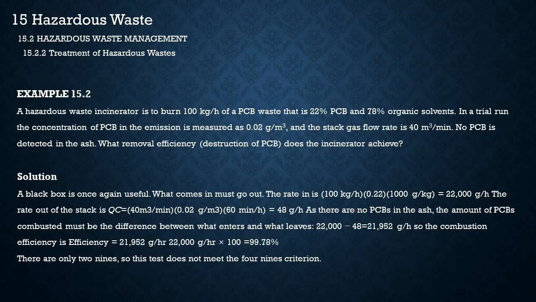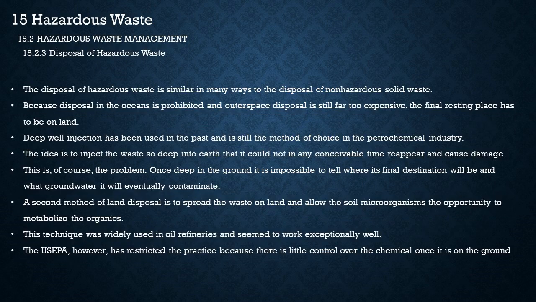Example 15.2: a hazardous waste incinerator is to burn 100 kilograms of a PCB waste that is 22% PCB and 78% organic solvents. In a trial run, the concentration of PCB in the emission is measured as 0.02 grams per cubic meter and the stack gas flow rate is 40 cubic meters per minute. No PCB is detected in the ash. What removal efficiency, destruction of PCB, does the incinerator achieve?